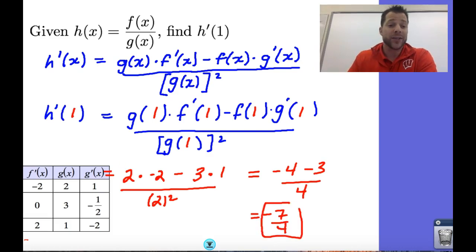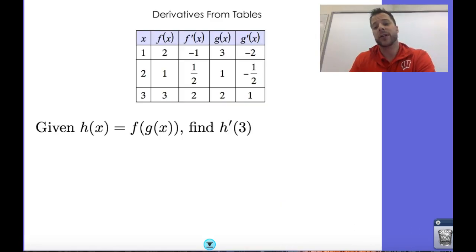All right, so here's our last example here. Now this one is going to be the most useful for you in this video because it's the one that you're most likely going to see on the exam. So we have a composition f of g of x. Find h prime of 3.